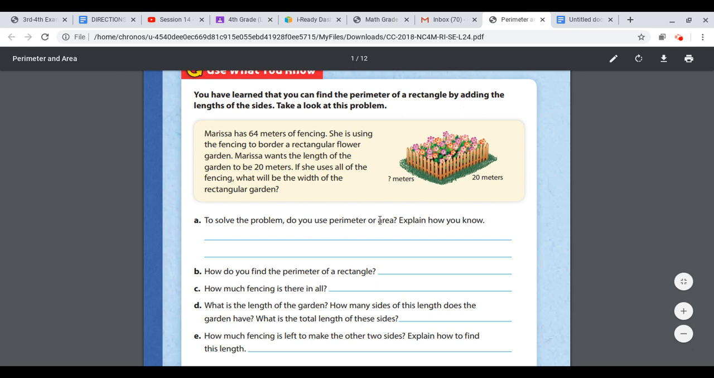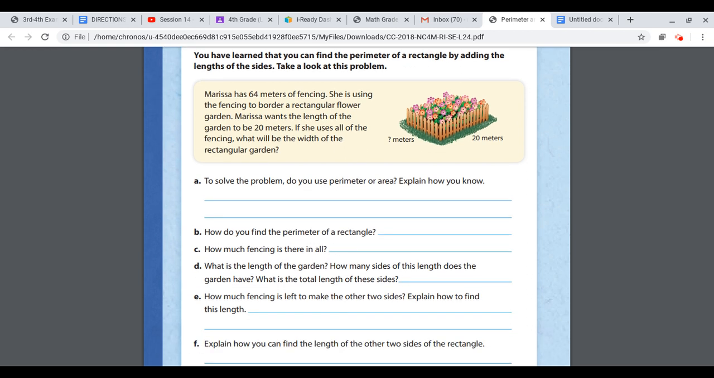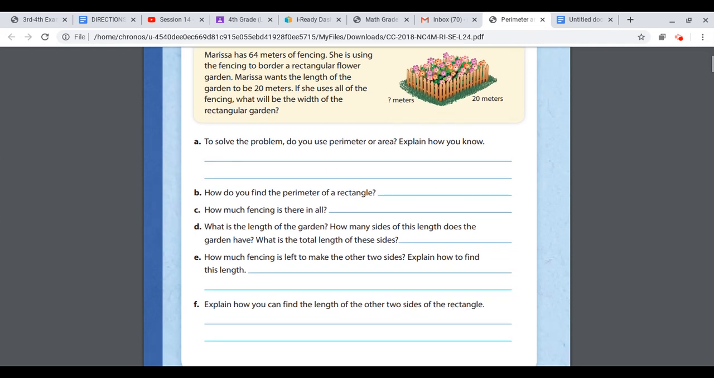Okay, let's get back to A. To solve the problem, do you use perimeter or area? Explain how you know. So we know that if you're adding sides up, that is perimeter, okay? So explain how you know. We know that because perimeter is addition, area is multiplication. We're not multiplying, we're adding. So it has to be perimeter.